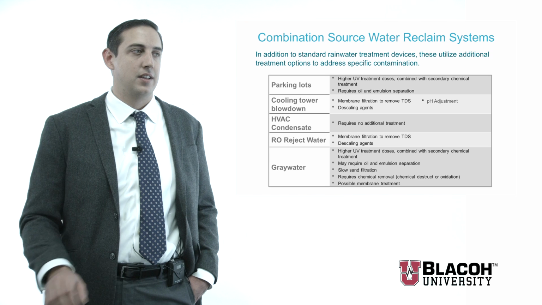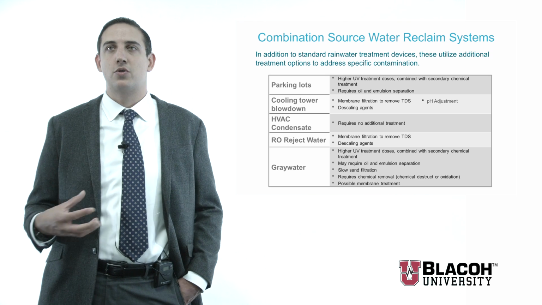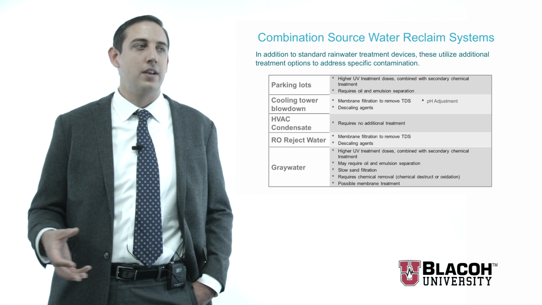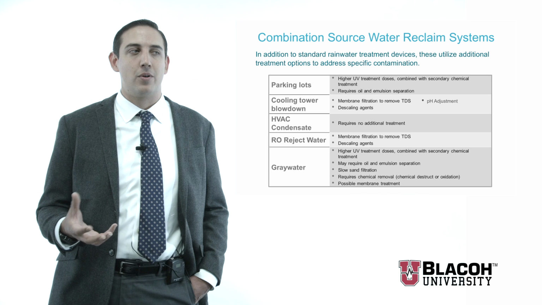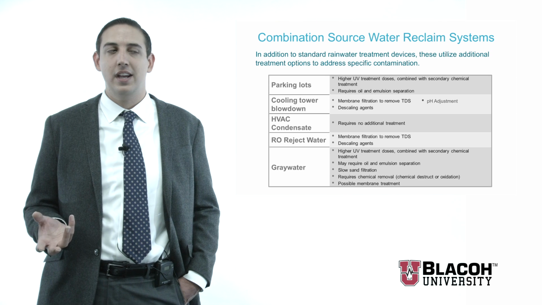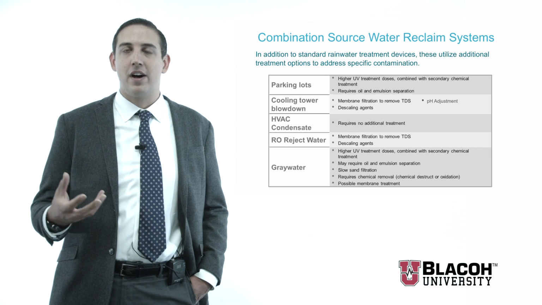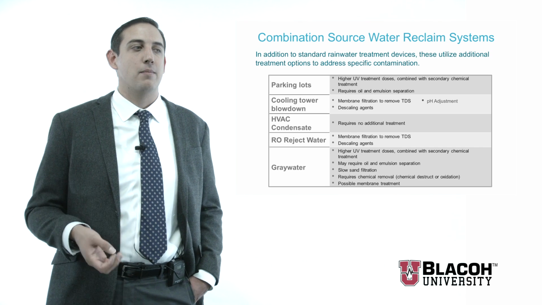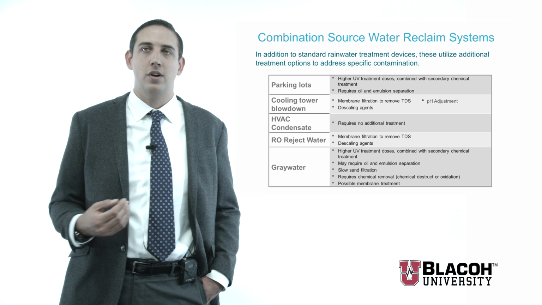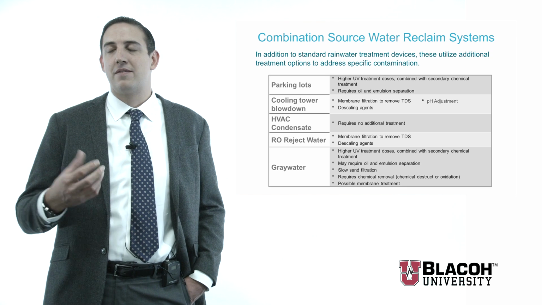So when using combined water systems, you have to do some additional treatment in these cases. For parking lots, you want higher UV doses combined with secondary chemical treatment. You're gonna need oil and emulsion separation. Cooling towers use membranes to help remove the TDS, pH adjustment, and then descaling agents. HVAC really is very clean, but again, very small. RO reject is going to have a lot of scaling issues, and then for gray water, you're talking about a lot of different chemicals and biological treatment devices like that. It really is almost secondary and tertiary treatment, if you're familiar with large-scale wastewater treatment systems, like municipal levels of treatment for those types of systems.